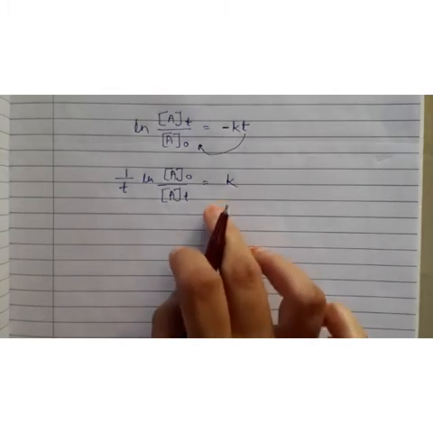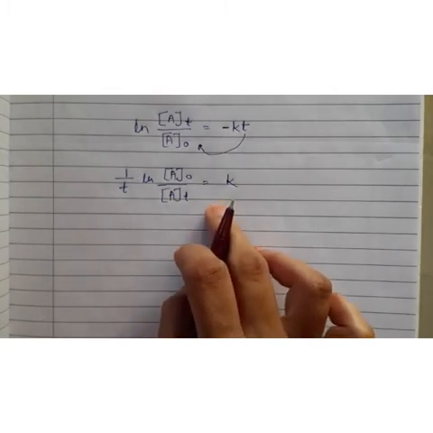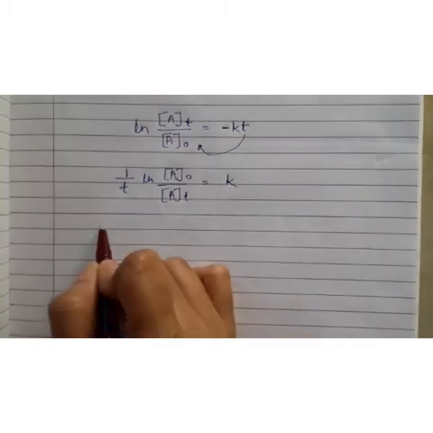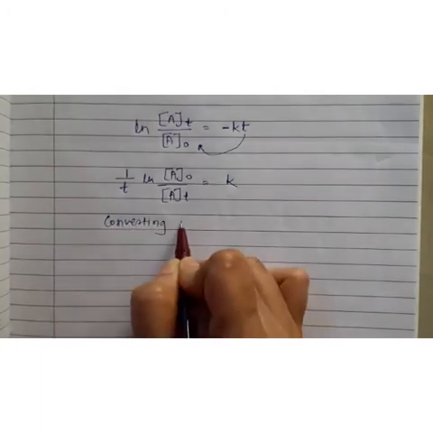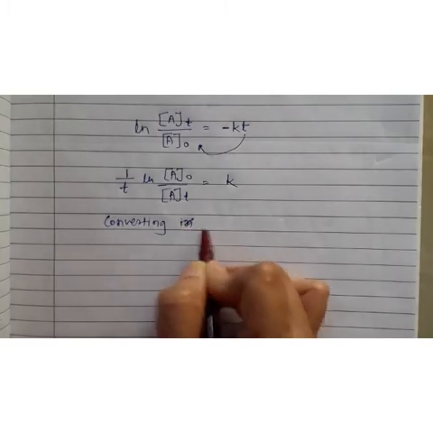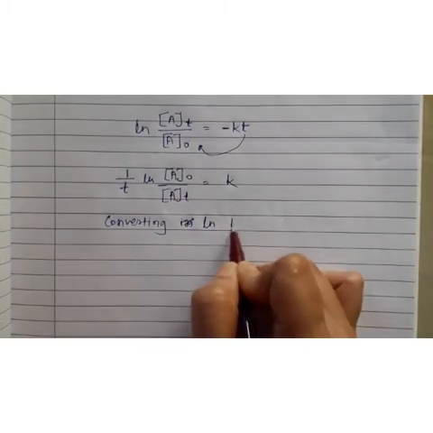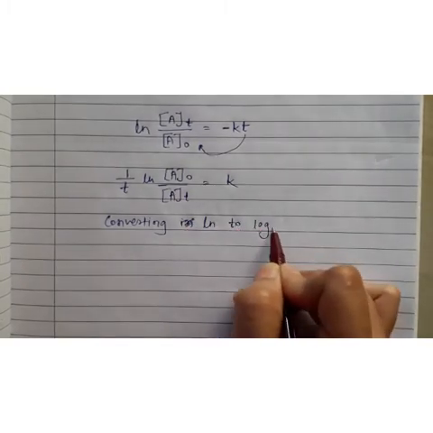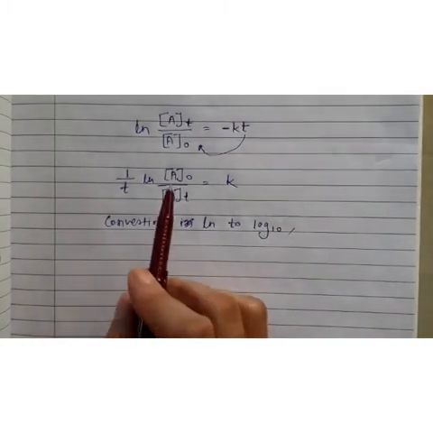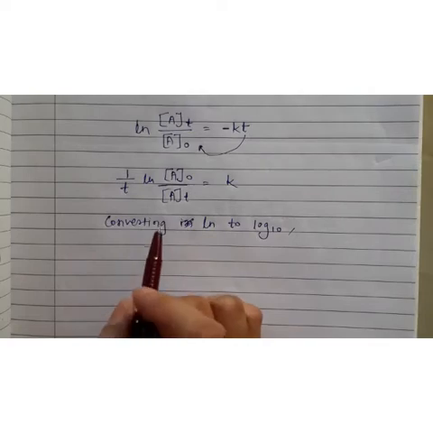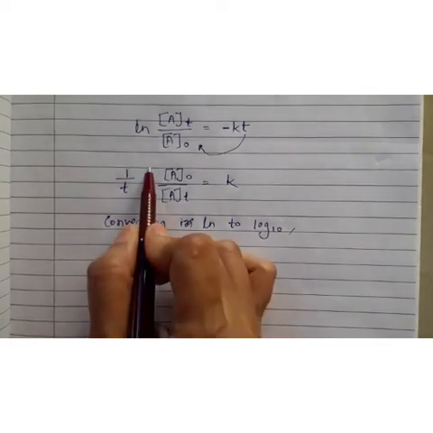Now we have to convert this equation into log to the base 10. Converting natural log to log to the base 10: instead of this ln, what will we write? 2.303 log to the base 10. We will remove this.